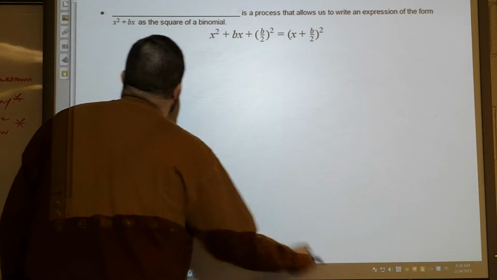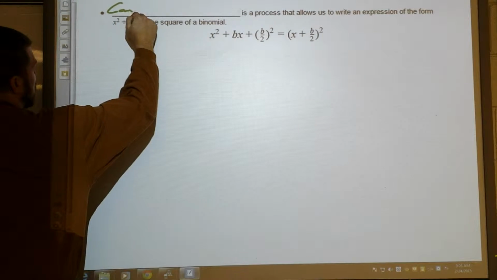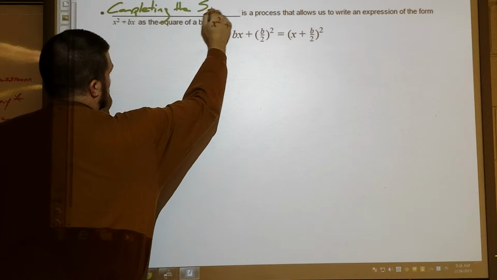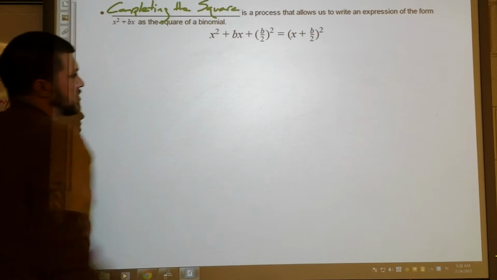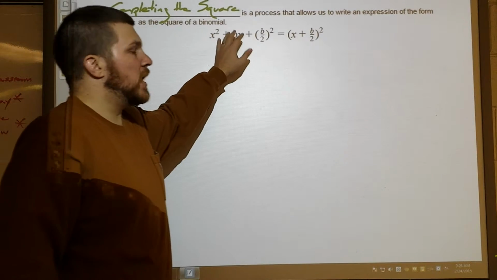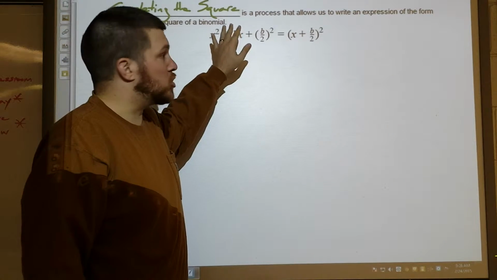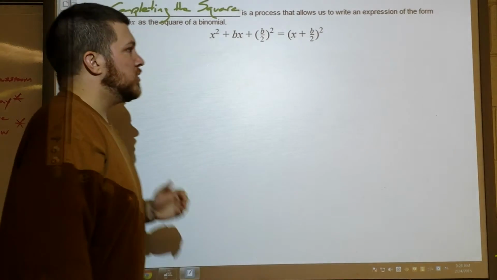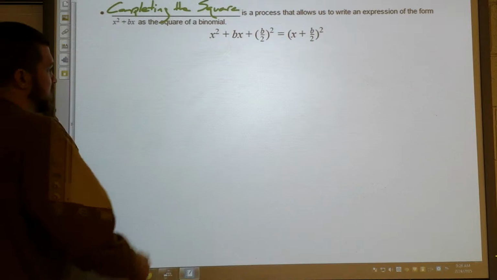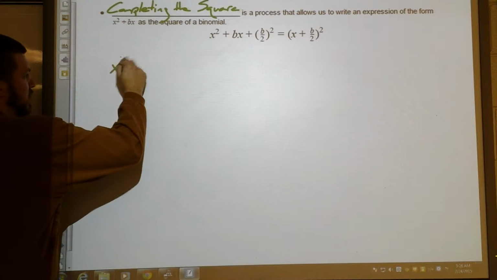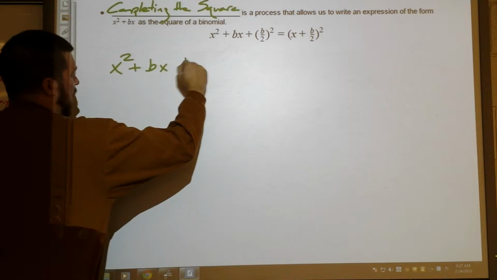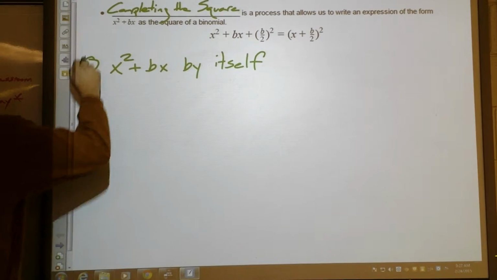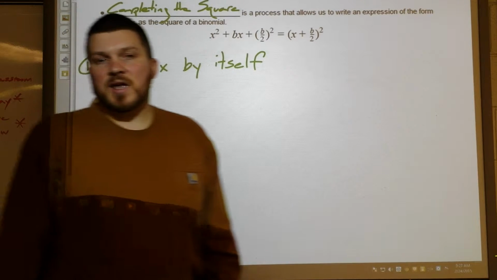So completing the square, it's just a process that allows us to rewrite a quadratic expression that's in a trinomial format into the square of a binomial. To do this, we need to break it down into several steps. First off, we want to get x squared plus bx by itself. That's our first step. Here, b is any number.